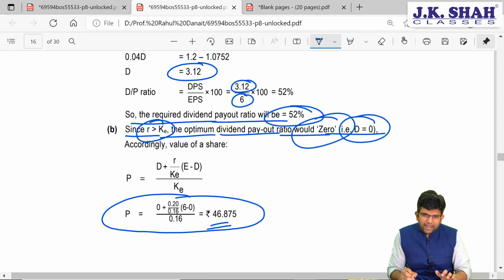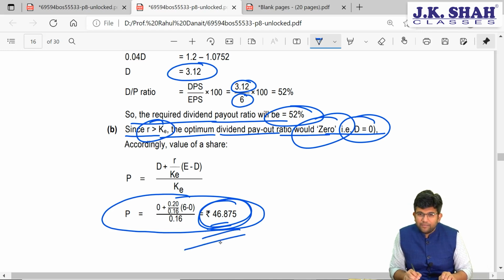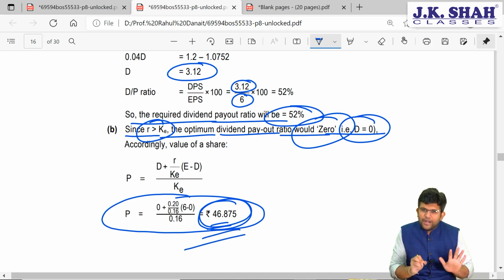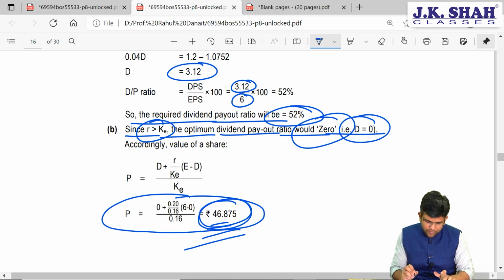So children, what Walter says, any other payout ratio you check apart from 0, if R is greater than KE, may it be 25%, 50%, 75%, 100%, 33%, do what you want, the value of equity won't be greater than this. This is the maximum share price that you can achieve according to Walter, in case R is greater than KE, and if you follow Walter's advice of optimum dividend payout ratio of 0%.